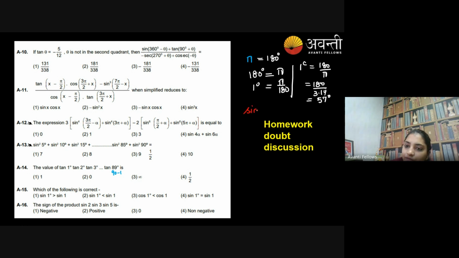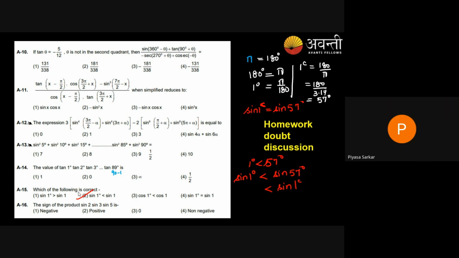So sine 1 radian means sine 57 degree. So, dear, 1 degree is less than 57 degree. So you take sine on both sides: sine 1 degree is less than sine 57 degree. It means it is less than sine 1 radian. Agree? Yes, ma'am. Option B is correct. Clear? Okay, ma'am. Any other doubt?